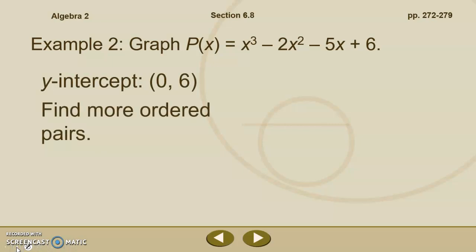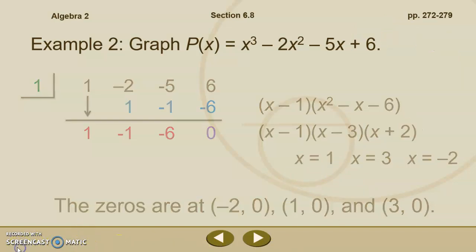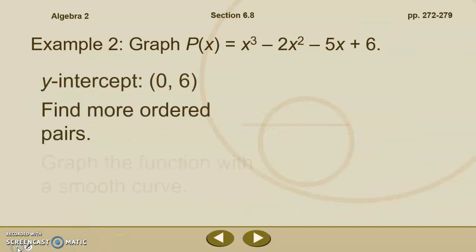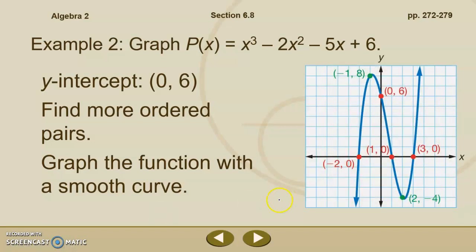And we then would want to find more ordered pairs, and we would want to find ordered pairs that come between our x-intercepts. So if our x-intercepts were at negative 2, 1, and 3, we might want to plug in negative 1 and see what our coordinate is, or plug in 0, well, we already know (0, 6), or plug in 2 and see what our points are there. So we're going to plug in numbers between our roots, between our x-intercepts, and we graph the function with a smooth curve. So let's take a look.